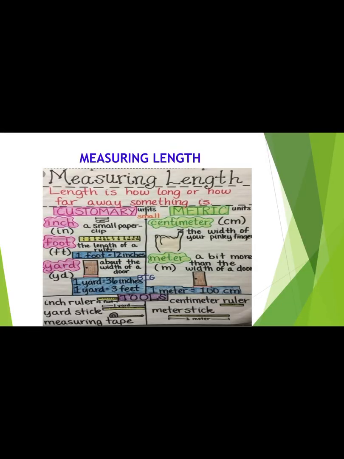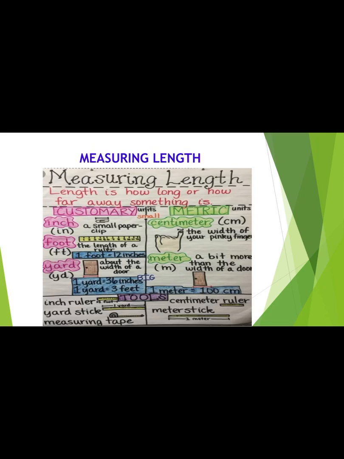Now, measuring length. Length is how long or how far away something is. Customary units and metric units. Generally, we measure length in two different ways. One is using customary units, another is metric units. Under customary units, we have inch, written as IN. Suppose a small paper clip can be measured by using this inch.